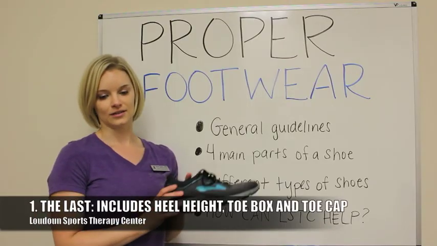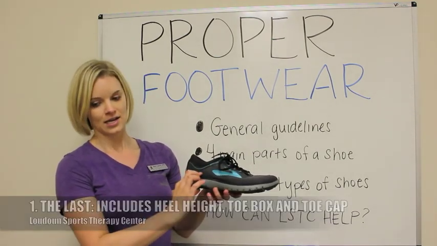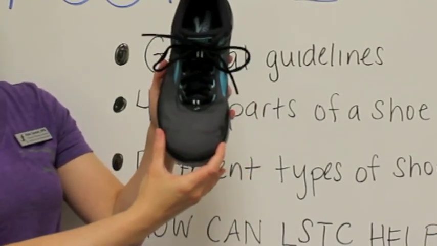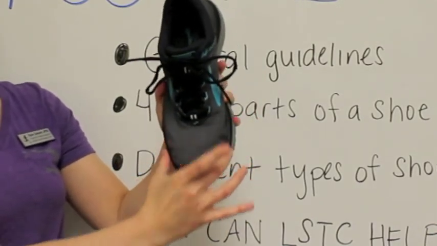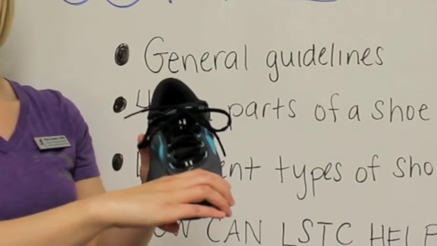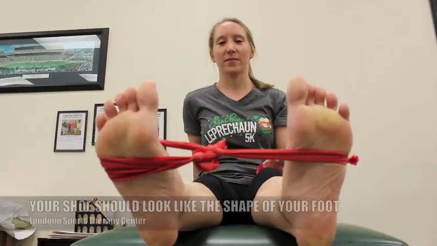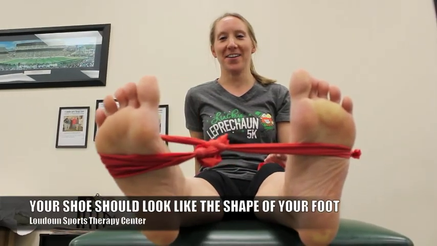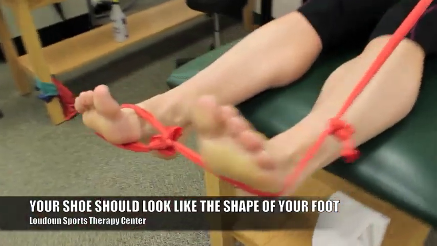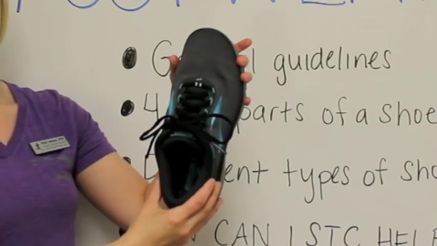The first is the last, which includes the actual heel height and also the toe box, which is here. I like a shoe like this that has a little bit more of a wider toe box through here. And it also includes the toe cap, which is the last, and it builds up the foundation of the shoe. You want your shoe to look like the shape of your foot. You don't want something that comes to a point here that's going to squish up your forefoot and your toes.